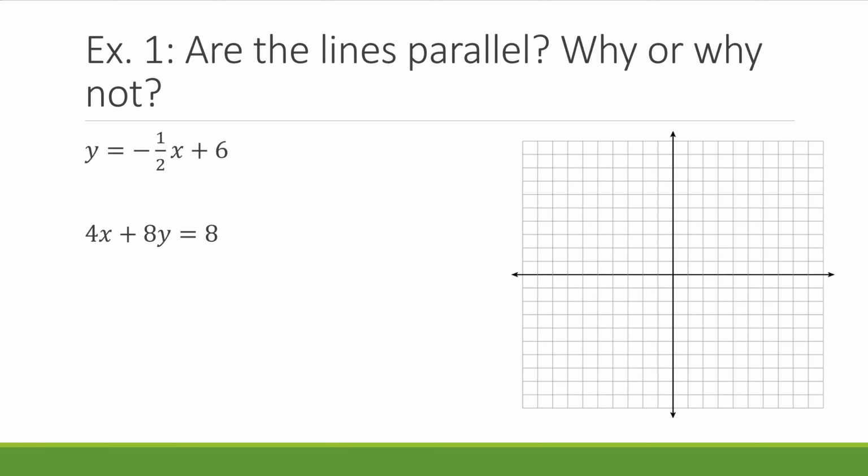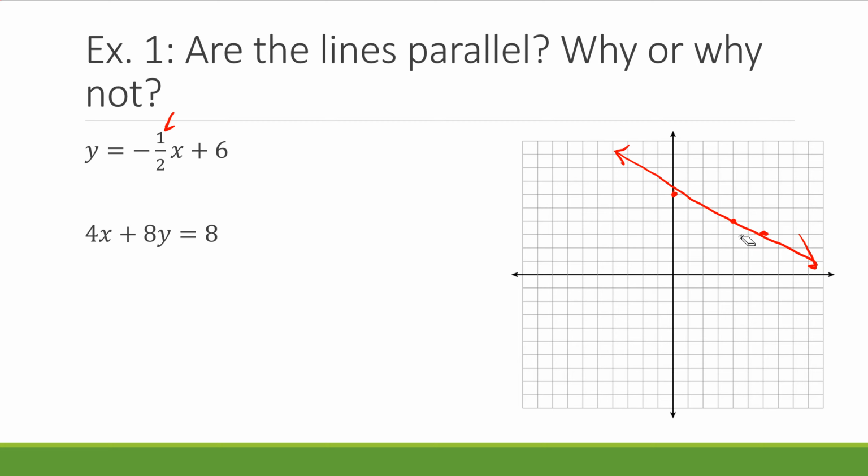So let's look at example number 1. Are these lines parallel? Why or why not? This line is already in slope-intercept form. Here's my y-intercept, b, so let's plot that, up 6. Here is my slope. Looks like I'm going down 1 over 2. Down 1 over 2, down 1 over 2, down 1 over 2. Okay, so there's my line kind of going right through here.